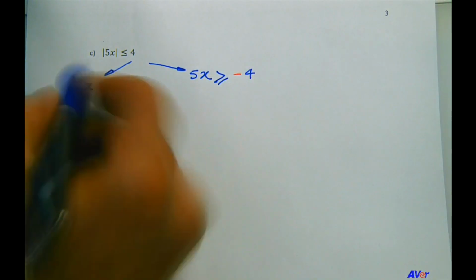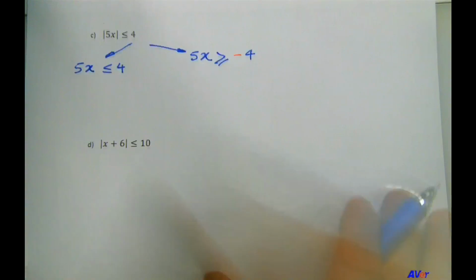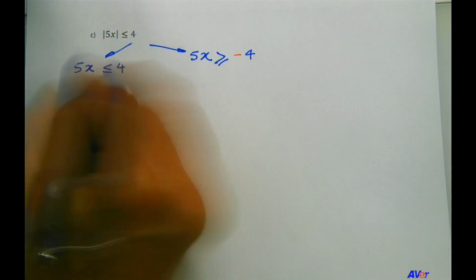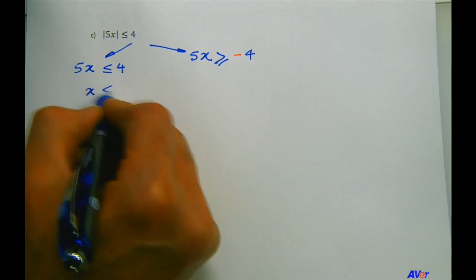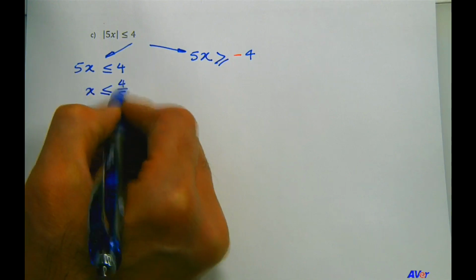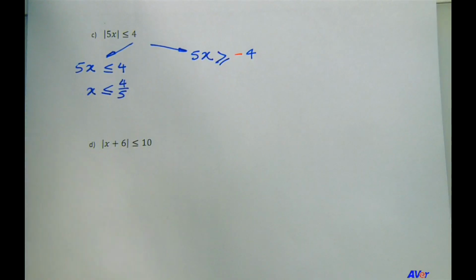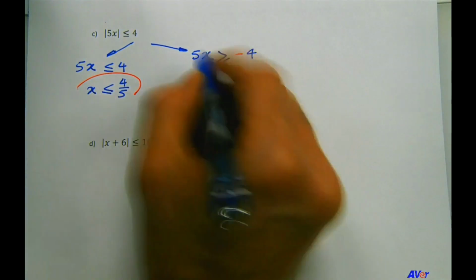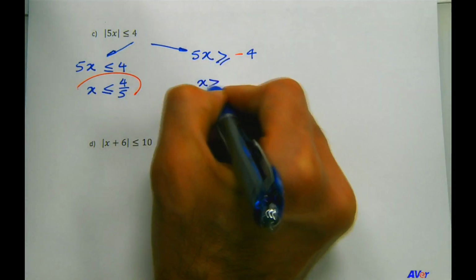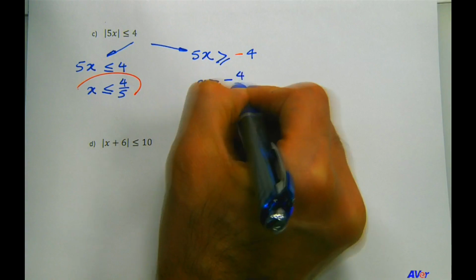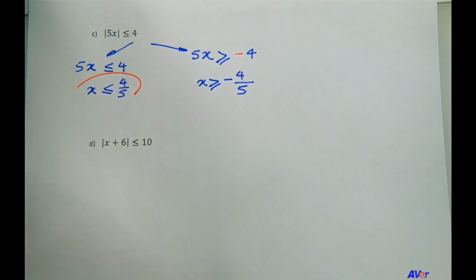Okay, so let's solve for x using each path. So this, x needs to get isolated, right? It's got a 5 next to it. We need to get rid of the 5, so divide both sides by 5. So x less than or equal to 4 over 5. Okay, so that's the solution from this piece. From this piece, again, divide both sides by 5. We get x greater than or equal to -4 divided by 5. Here's the second solution, right?